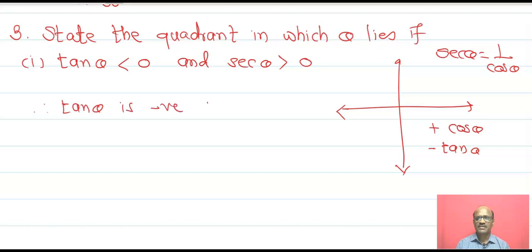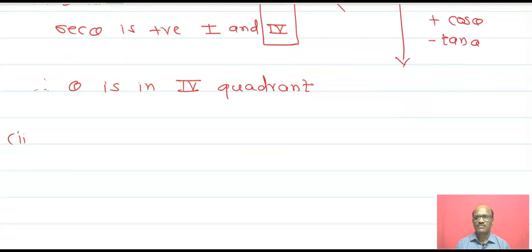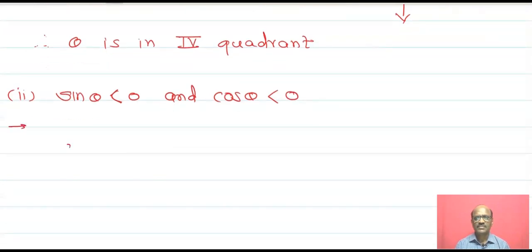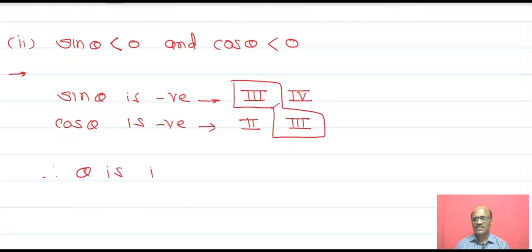Now here I am writing in this manner. You see this, tan is negative in second and fourth, sec is positive in first and fourth, which is common for these two: the fourth one, and that's why theta is in fourth quadrant. Next is sin theta is negative and cos theta is negative. Therefore, sin theta is negative, so it lies in third and fourth quadrant. Cos theta is negative, again it lies in second and third. Now which is common to these two? That is third quadrant. Therefore the answer is third quadrant.